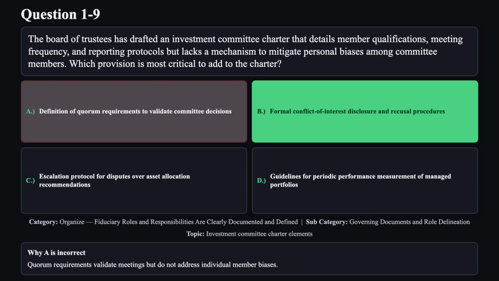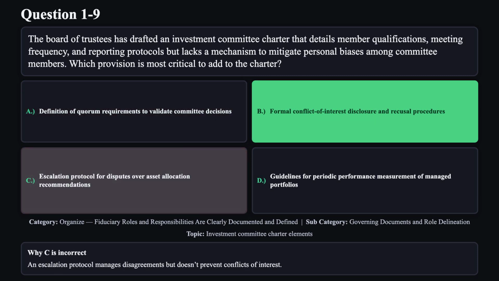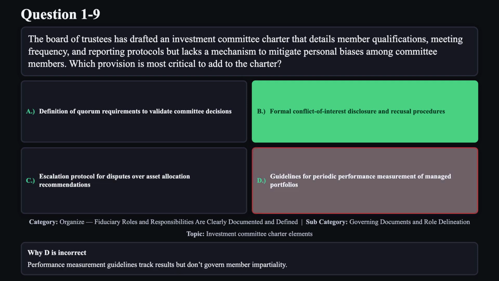Reason A is not correct. Quorum requirements validate meetings but do not address individual member biases. Reason C is not correct. An escalation protocol manages disagreements but doesn't prevent conflicts of interest. Reason D is not correct. Performance measurement guidelines track results but don't govern member impartiality.